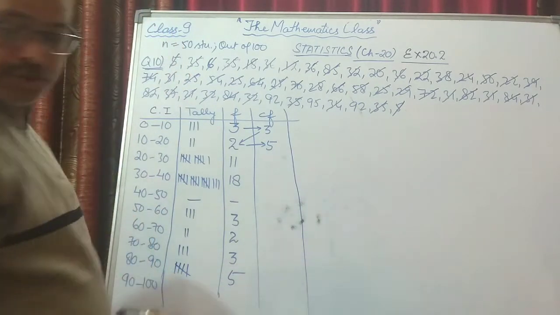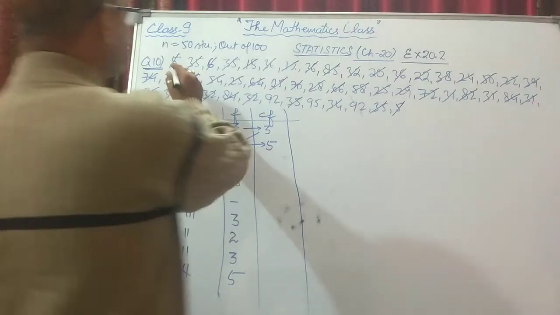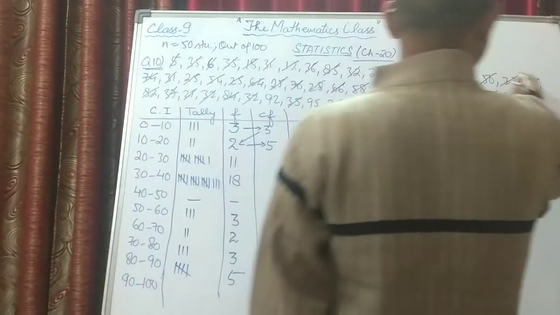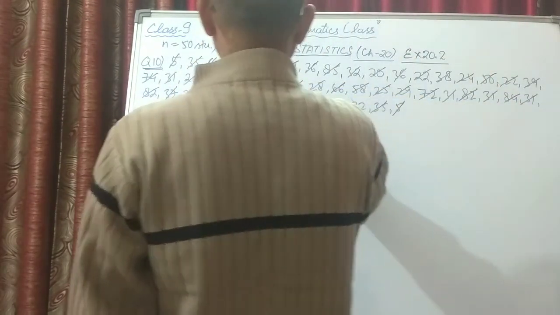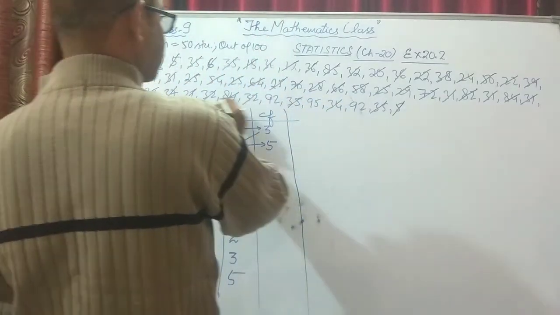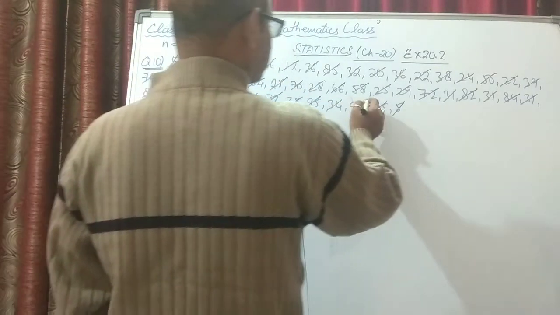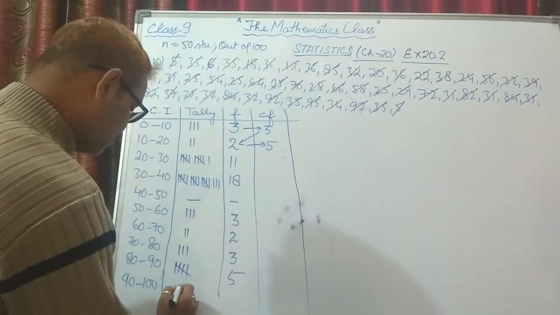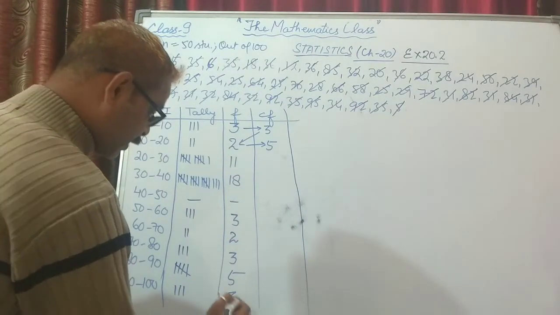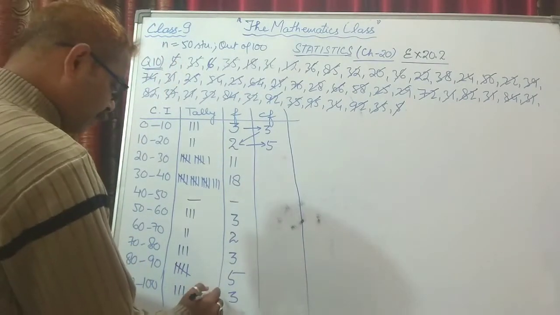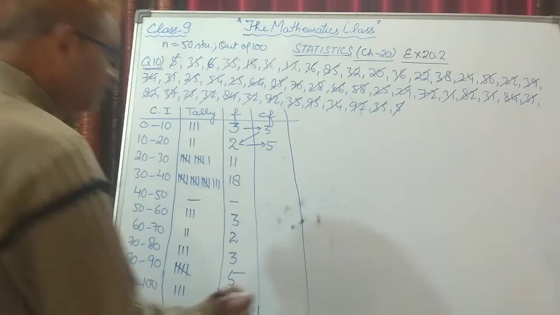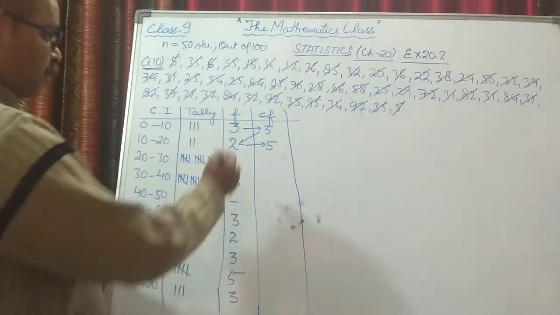Now from 90 to 100. 90 to 100 is 1, 2, 3. Total is 3. Now we will make the frequency, cumulative frequency table.